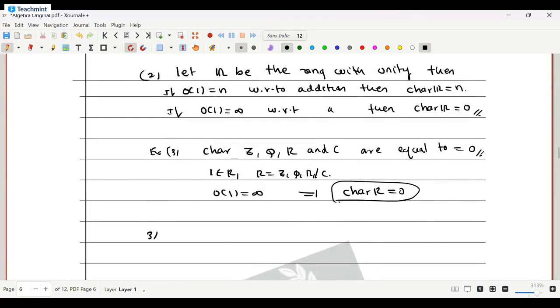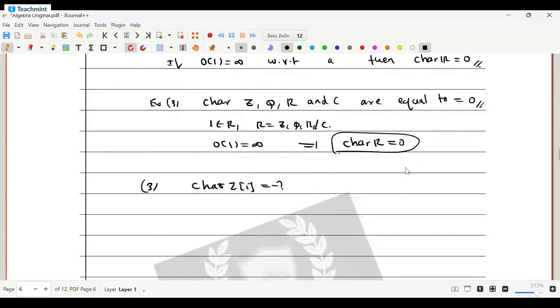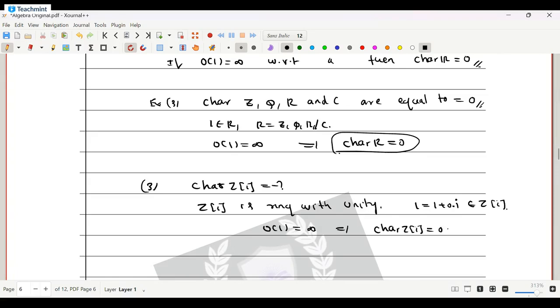And number 3, what is the characteristic of Z[i]? Since Z[i] is a ring with unity, where 1 is equal to 1 plus 0 times i, which belongs to Z[i]. Therefore, the order of 1 is equal to infinity in Z[i], which implies the characteristic of Z[i] is equal to 0.